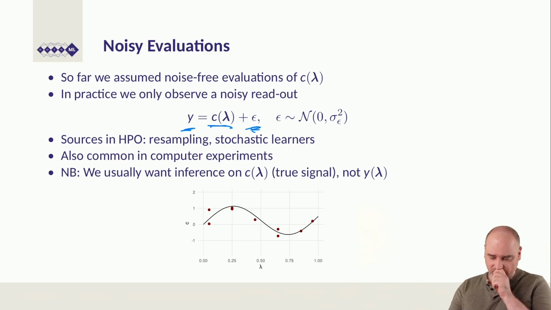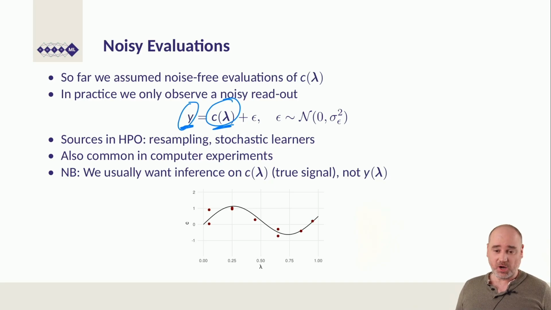Something that's quite important if you read papers on this: very often, at some point you have to write down what you want to do inference on in the maths, and you can sometimes get a little bit confused whether you want to do inference on the y or inference on the c. Usually we're interested in this guy here, right? Because that's the true underlying signal. We're not interested in doing inference on this y. This y is what we observe. We're actually a little bit annoyed by the fact that we don't observe this thing here. We want to do inference on this.